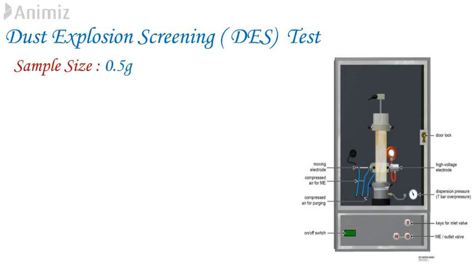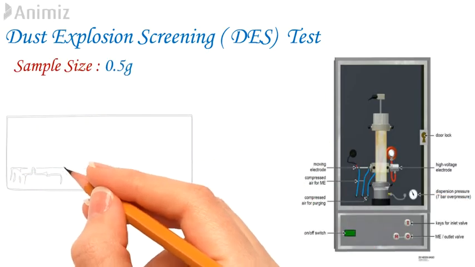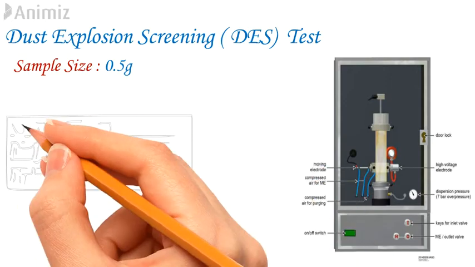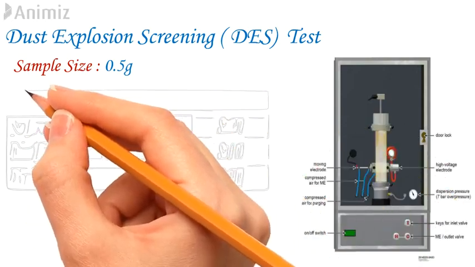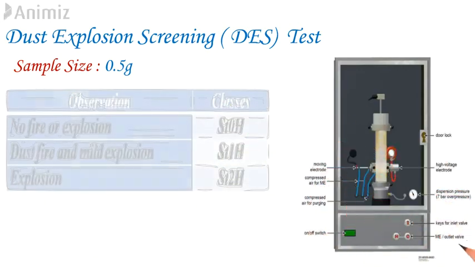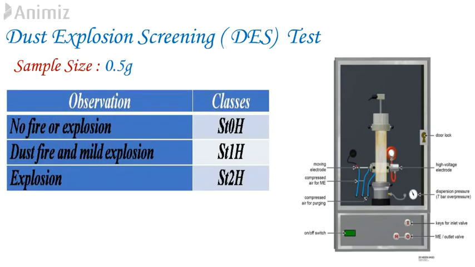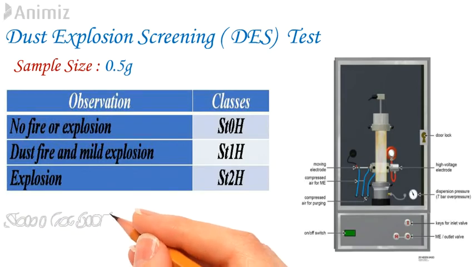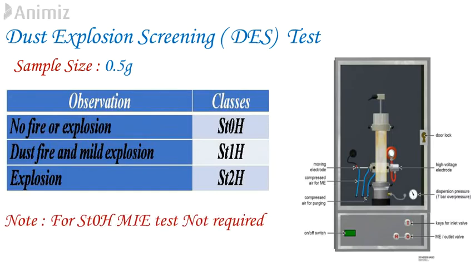Result and interpretation. A powder which comes under the ST0H class shows no fire or explosion hazard. A powder which comes under the ST1H class shows dust fire and mild explosion hazard. And a powder which comes under the ST2H class shows explosion hazard. If the powder falls under the ST0H category, then quantification of the minimum energy required to burn or explode the powder is not required. Hence, it is a go or no go test for the minimum ignition energy and minimum ignition temperature tests. But if the powder falls in either ST1H or ST2H, then that powder should be tested for minimum ignition energy.